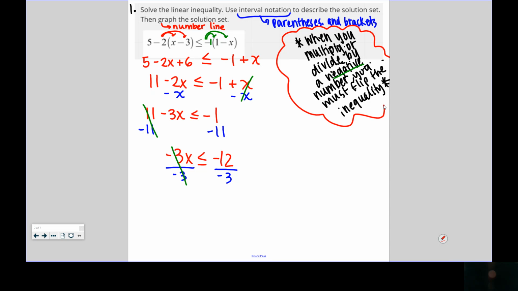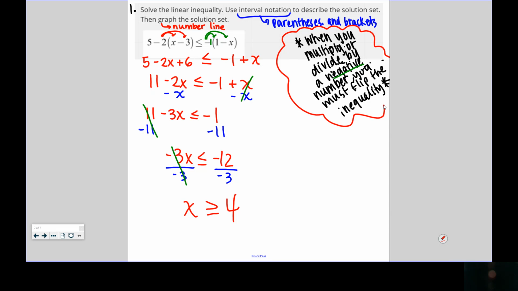All right, so we're going to flip this inequality. Over here on the left, we have x. This inequality flips. Now it's pointing the other direction. The little equal to under there doesn't go away. All right, now what is -12 divided by -3? 4. All right, so first step is done. We've solved the linear inequality. Now we need to describe the set in interval notation, and then we need to graph the solution set.